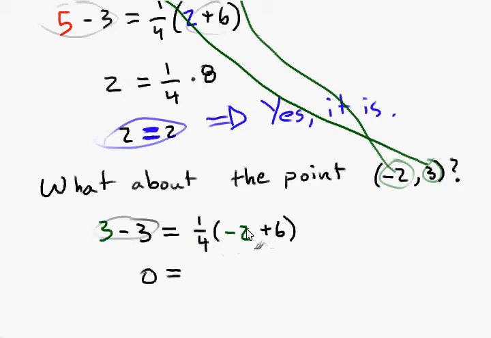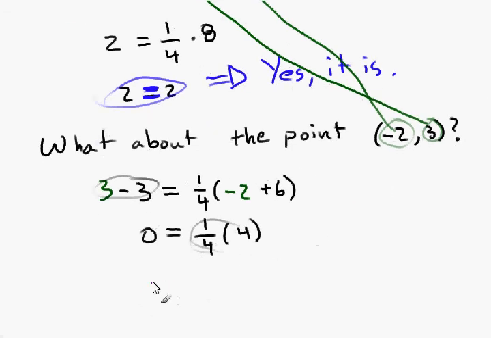And what about the other side? Negative 2 plus 6 simplifies to 4, and we've got a problem already. Neither one of these factors here is 0, so that means this isn't going to be 0. As a matter of fact, 1/4 times 4 is 1, so we get 0 is equal to 1. And we're going to ask ourselves, is 0 equal to 1? No, it's not. And that means that no, the point is not on the line.